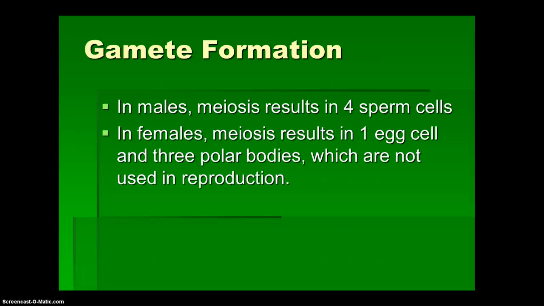So in males, meiosis results in 4 sperm cells, but in females, meiosis results in only 1 egg and 3 polar bodies, which are not used in reproduction. The eggs are all produced in human females while they are still babies in their mother's womb, and they don't mature until puberty.